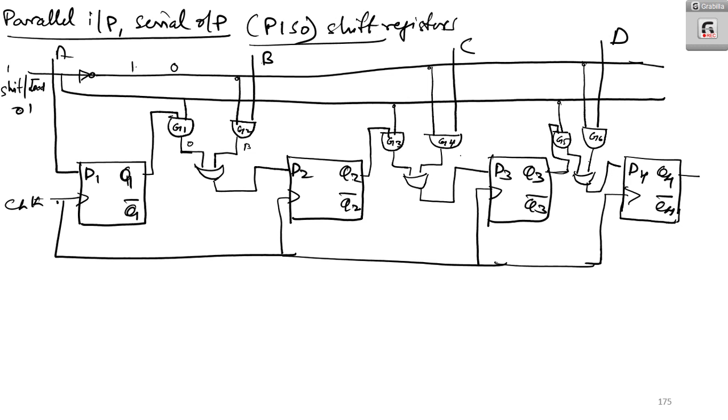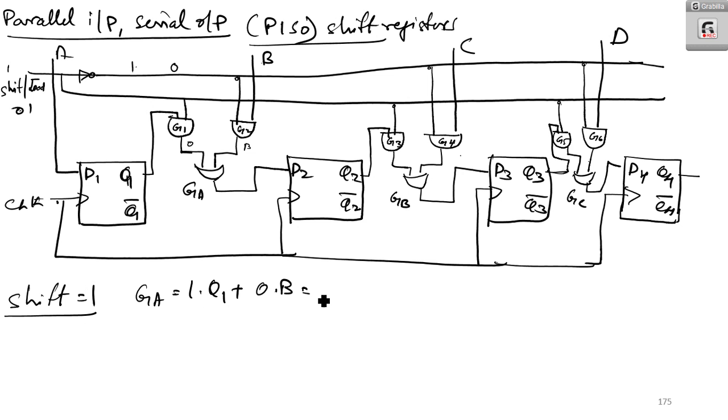That means here what happens is that when shift is equal to 1, say this is gate A or gate GA, GB, GC. The output of gate A, when shift is equal to 1, will be 1.Q1 or 0.B. So you will get Q1. That means when shift is equal to 1, the output of gate A will be Q1. That means Q1 will be fed in as D2.